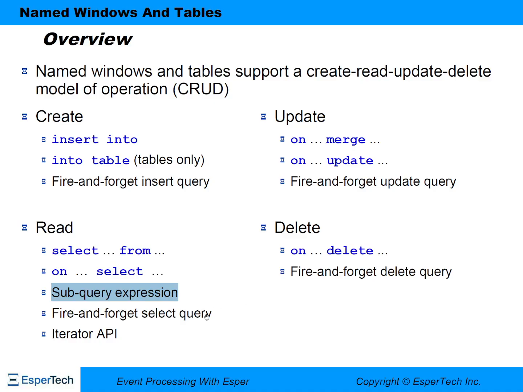A fire and forget query can select and join named windows and tables. The iterator API, as discussed in the Programming Interfaces section, can iterate the events of a named window or the rows of a table.